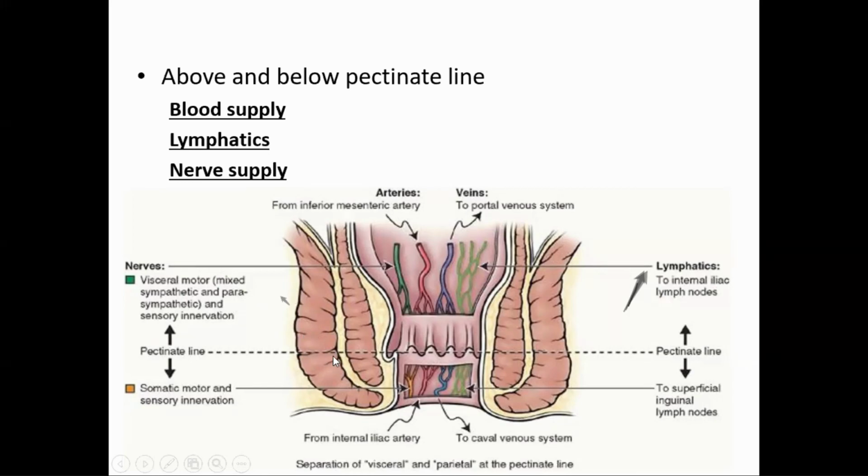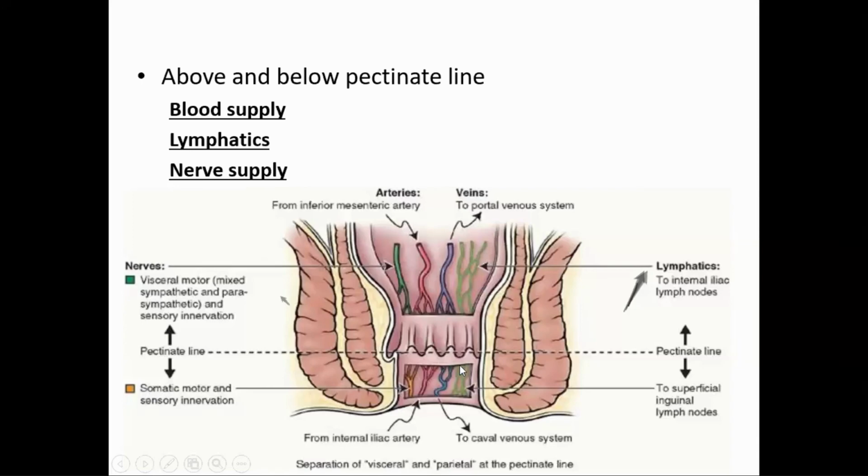Whereas below the pectinate line of the anal canal, the arterial supply is via the branches of the internal iliac artery. Venous drainage is into the vena cava system. Lymphatic drainage is into the superficial inguinal lymph nodes.